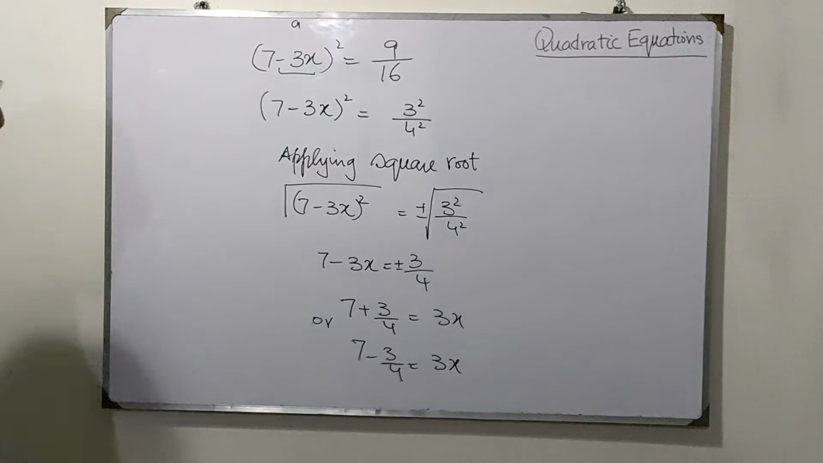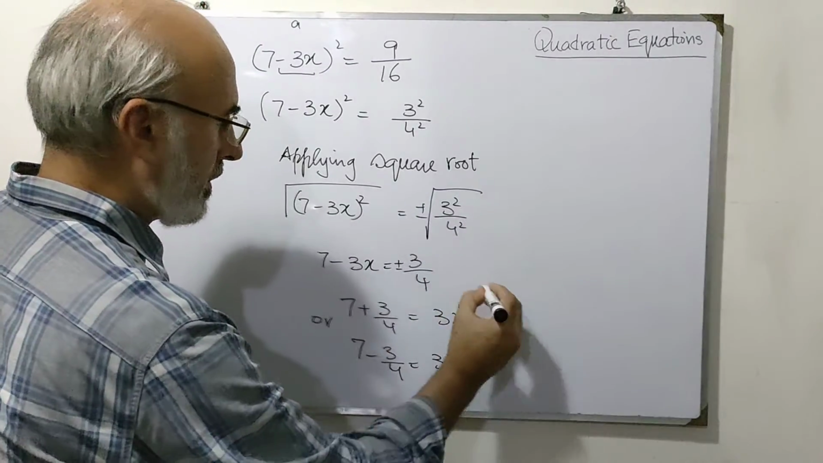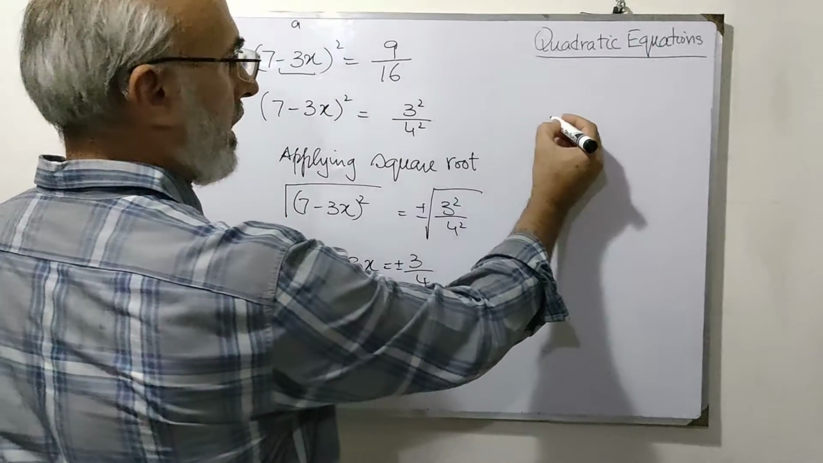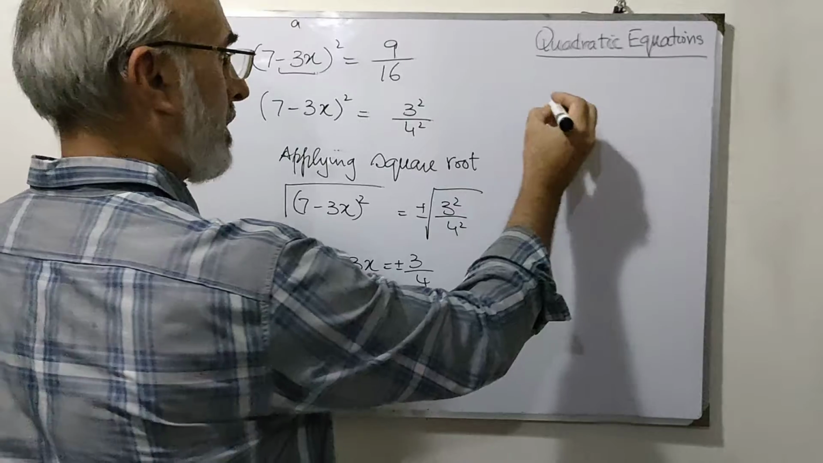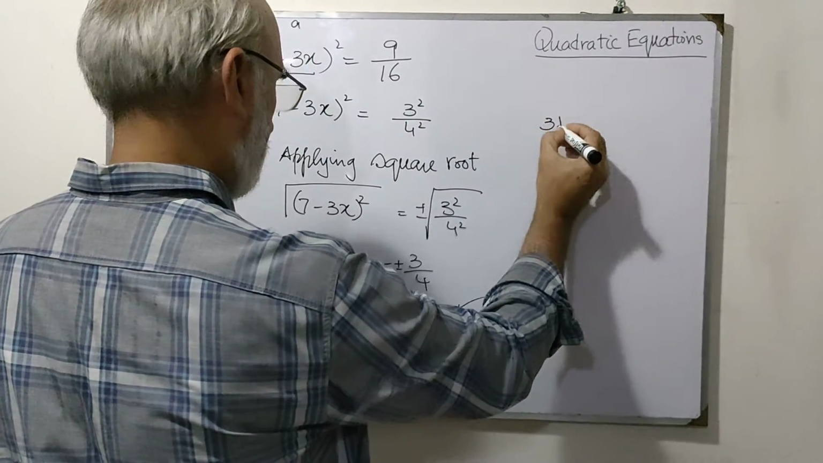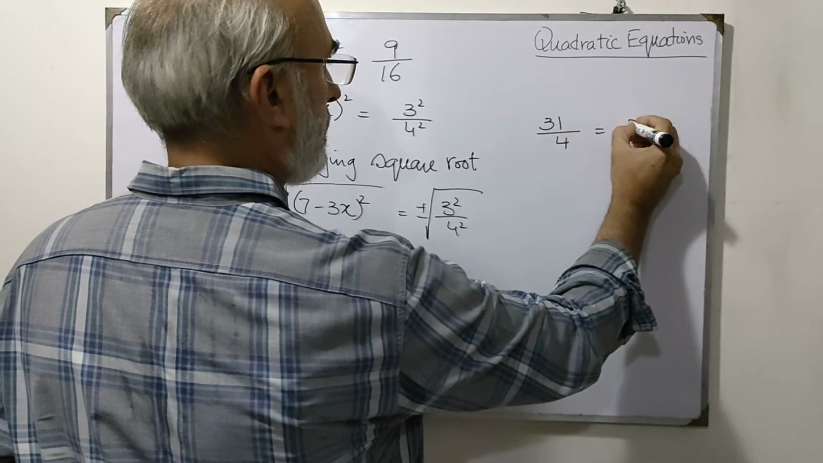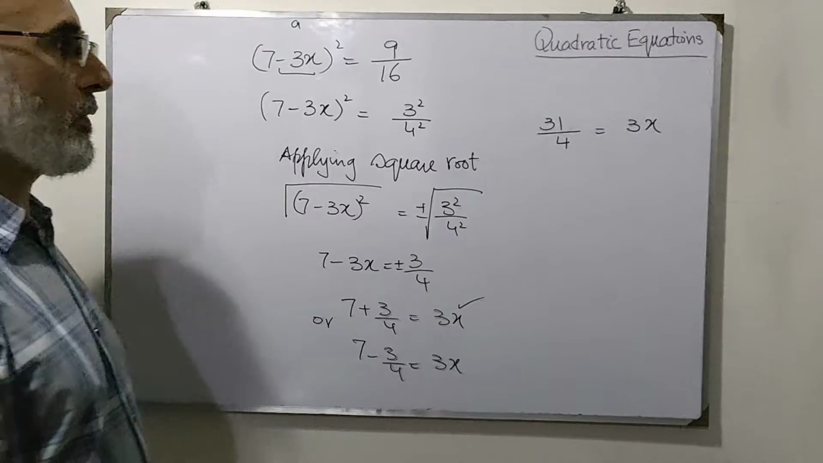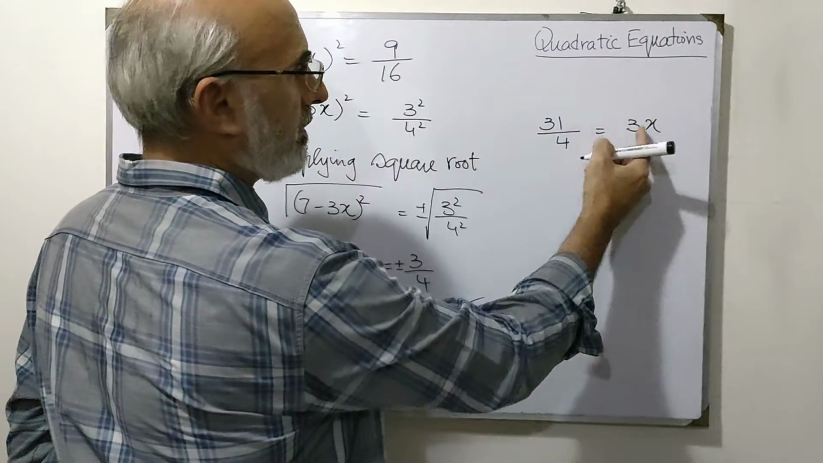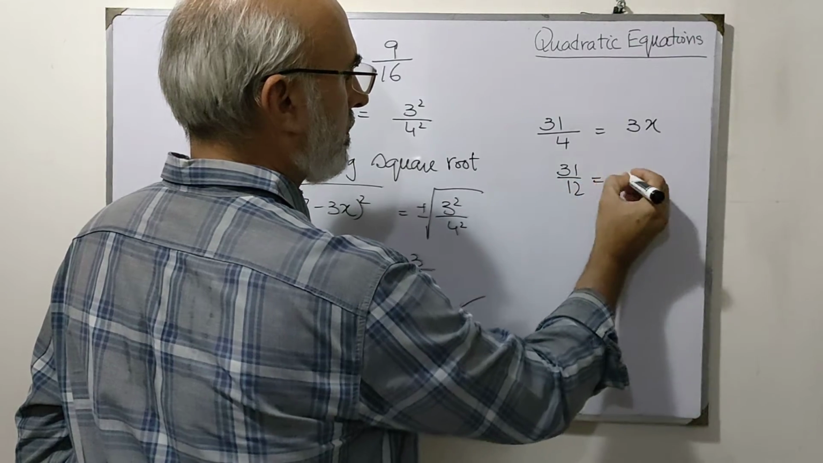Because there are two values. Now I'm going to solve this one. I'm going to have here 31 over 4 is equal to 3x. 4 7s are 28, and plus 3, 31. And this 3 comes to the other side, so 31 over 12 is equal to x.